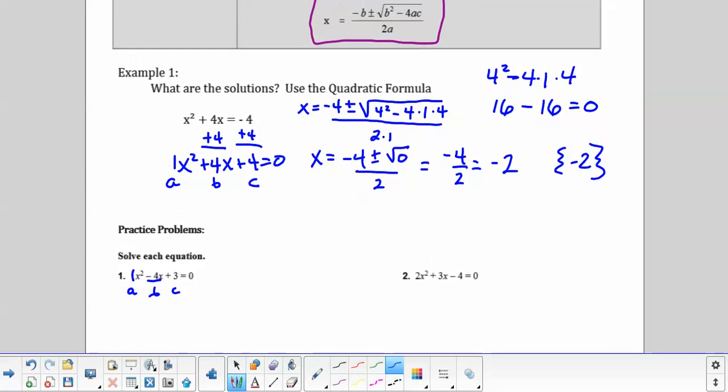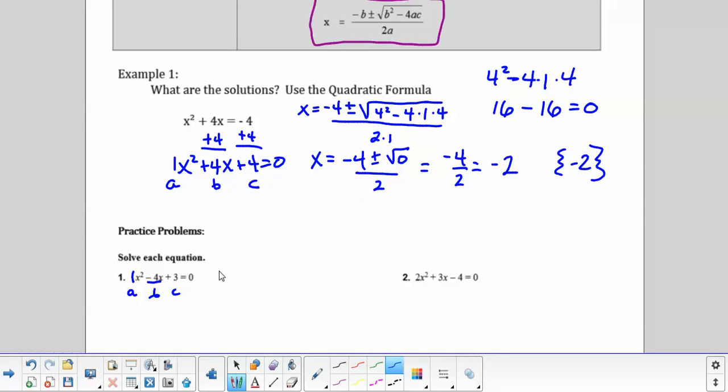Let's erase this for a second so you can see it. x equals negative b. If your b is already negative, adding another negative to it is going to cancel out, so it's going to become positive 4. Plus or minus the square root. b squared, so if I square negative 4, I need to put parentheses around it like that. Minus 4 times a times c, all over 2 times a.